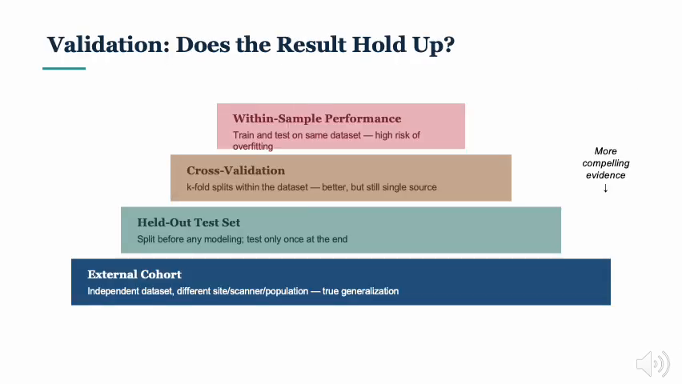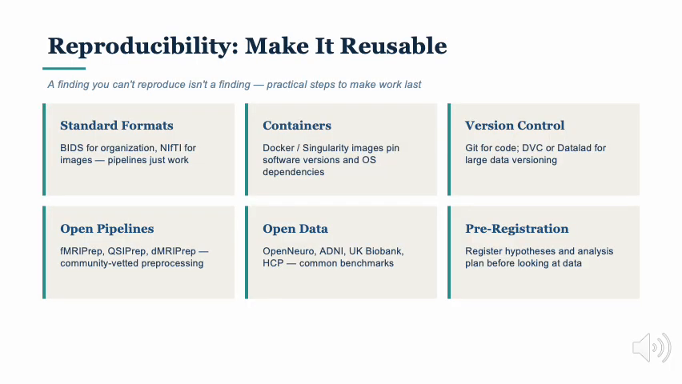This slide is a ladder of evidence from weakest to strongest. Within-sample performance, training and testing on the same data, carries a high risk of overfitting. Cross-validation using k-fold splits is better, but still relies on a single source. A held-out test set, split before any modeling and tested only once at the end, is stronger still. And the strongest evidence comes from an external cohort, an independent dataset from a different site, scanner, and population. That is where you demonstrate true generalization. A finding you can't reproduce isn't really a finding.